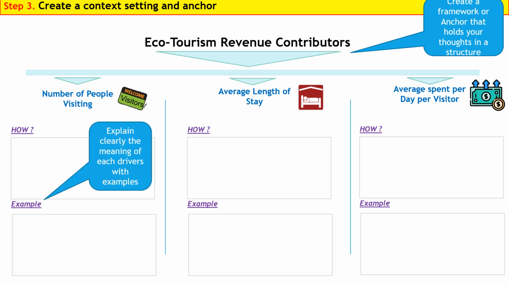Explain clearly the meaning of each of these drivers with examples, and it's a good practice right at this stage to add some relatable icons or pics or logos associated with each of these drivers because it will come handy in the subsequent slides to add as a flag post, which will help you to relate back to this framework visually.